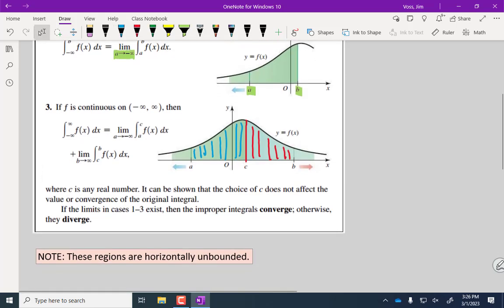Okay, so we're going to call these horizontal tails; we're saying that they're horizontally unbounded. You can go forever and you never get to the end of the region. It'd be a hard region to paint.